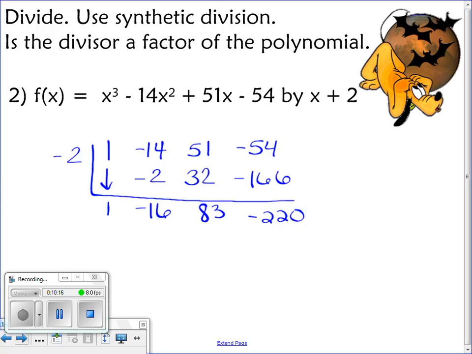It's big numbers going on in there, right? All right, now we've got to go back and look. I started with x cubed, so this would be x squared minus 16x plus 83. I got an extra number over here. What is it? It's my remainder. I'm done. So what do you think about synthetic division? It's my favorite. It's fast. But it doesn't work on everything. It just doesn't work on everything.